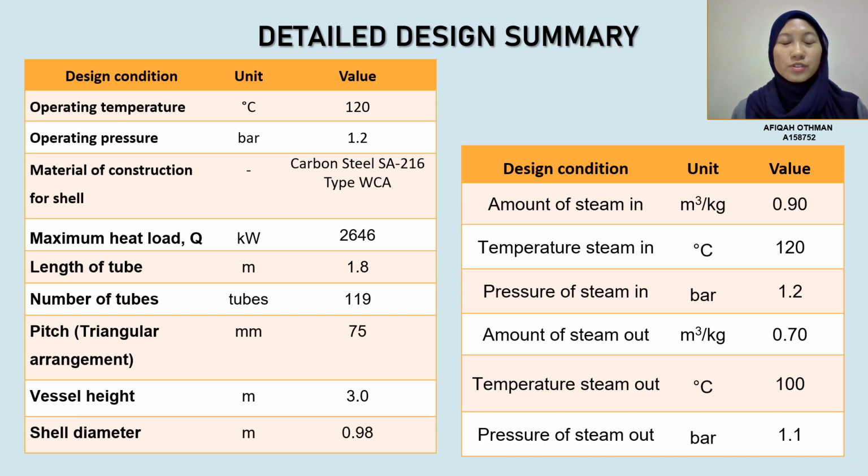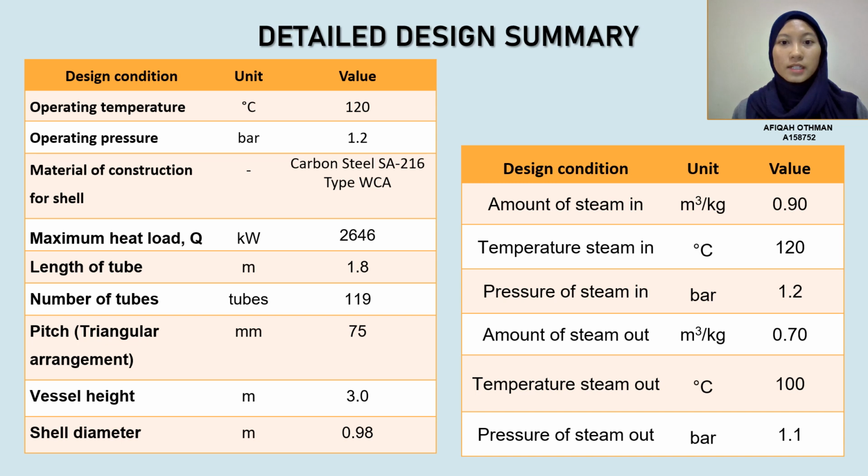So the material construction for the shell is carbon steel, while for the tube is stainless steel. The maximum heat loss is 2646 kilowatt. The length of tube is 1.8, while the number of tubes is 119 tubes. The pitch triangular is 75 millimeter. The vessel height is 3 meter, while the shell diameter is 0.98 or 1 meter.